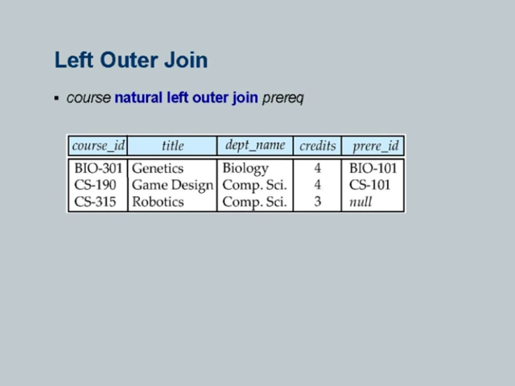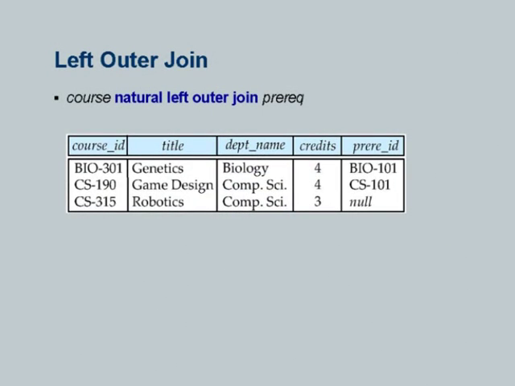So that is what we have here in this example. We have used the SQL syntax for natural joins combined with the syntax for left outer join. So what we have done is course natural left outer join prereq. So this has two components. The natural join part you are familiar with. The common attribute is course ID. So each row in course is matched with prereq rows with the same course ID, which is fine for the first two rows. But for CS315, there is no such course.